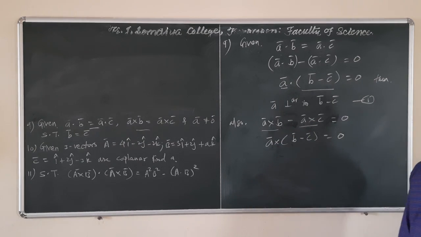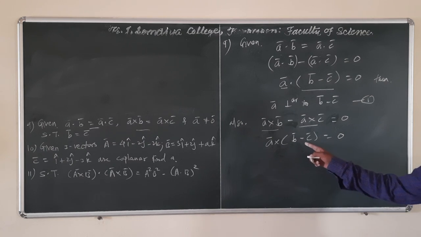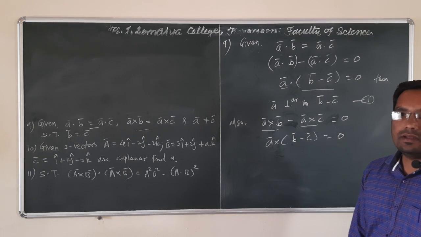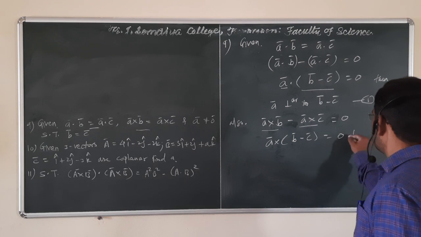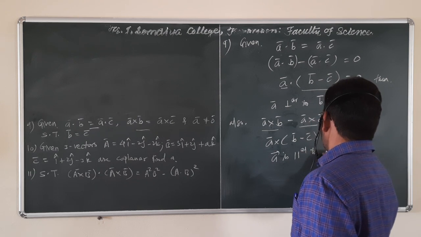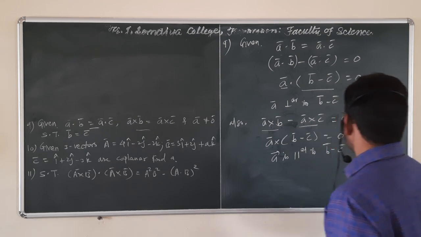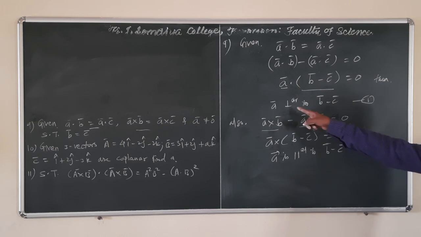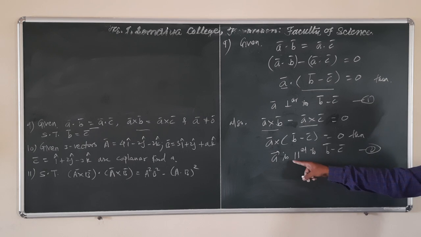Now, if the cross product of these two terms is 0, what does it mean? It means vector A is parallel to vector B minus C. Call this equation 2. So from the given two equations, we get two different things. First, vector A is perpendicular to B minus C, and another, vector A is parallel to B minus C. At the same time, these two are impossible.